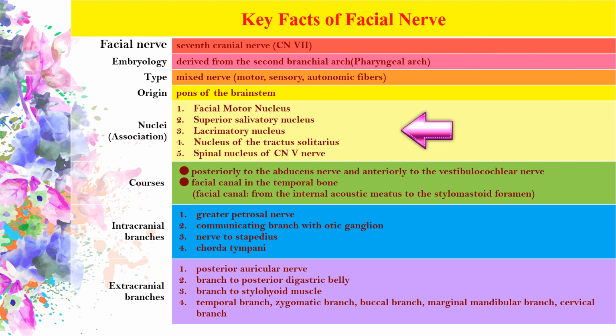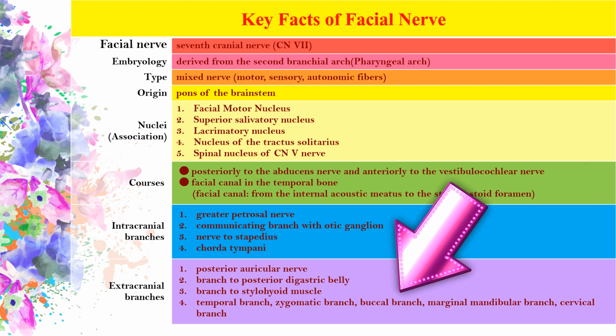There are 5 nuclei associated with the facial nerve, indicated by the arrows in the region. These were already introduced in the previous episode, so I won't elaborate on them here. After emerging from the pons, the facial nerve travels behind the 6th cranial nerve and in front of the 8th cranial nerve. It then enters the facial canal through the internal auditory meatus.